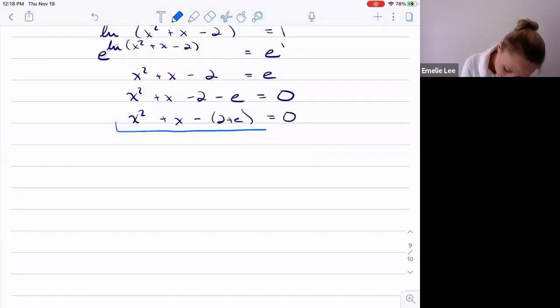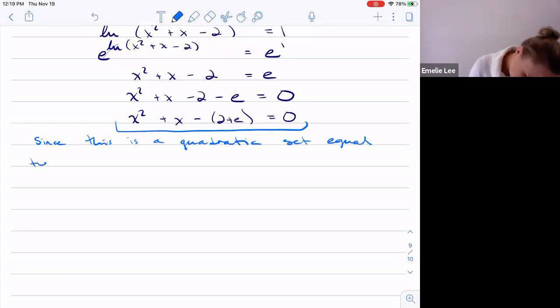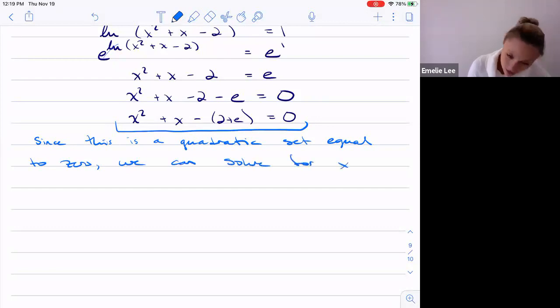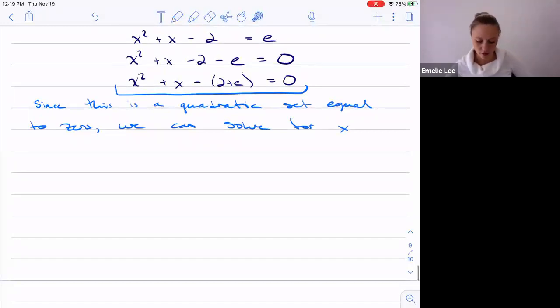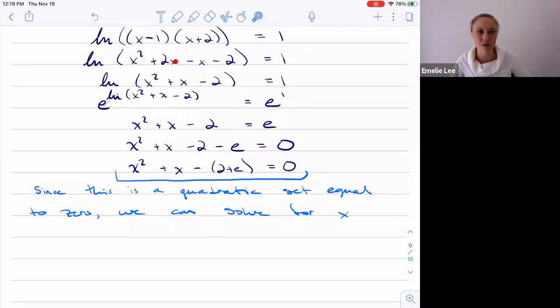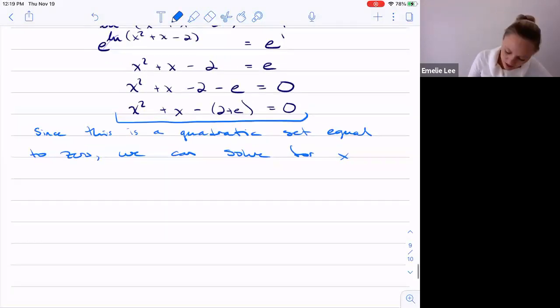Now I'm going to say that here, since this is a quadratic set equal to 0, we can solve for x using the quadratic equation, or the quadratic formula. And so that's a trick that we use, right? As soon as you see something that's going to give you an x squared plus something x plus something else, you're going to force it to become a quadratic and then solve for x. So since this is a quadratic set equal to 0, we can solve for x using the quadratic formula.